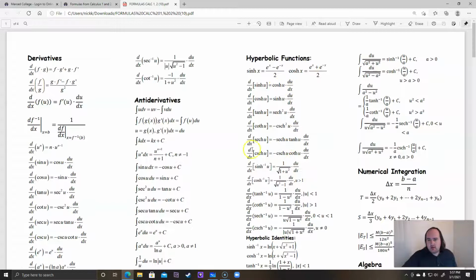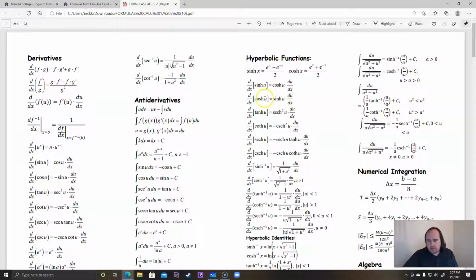But then here you have a bunch of derivatives, and a lot of these work just like the regular trig functions. So just like you would think, the derivative of sinh of u is equal to cosh of u times du dx because of the chain rule. But the one that's different is the derivative of cosh of u. Instead of being negative sinh of u, it's actually positive sinh of u times du dx. So this one is a little bit different.